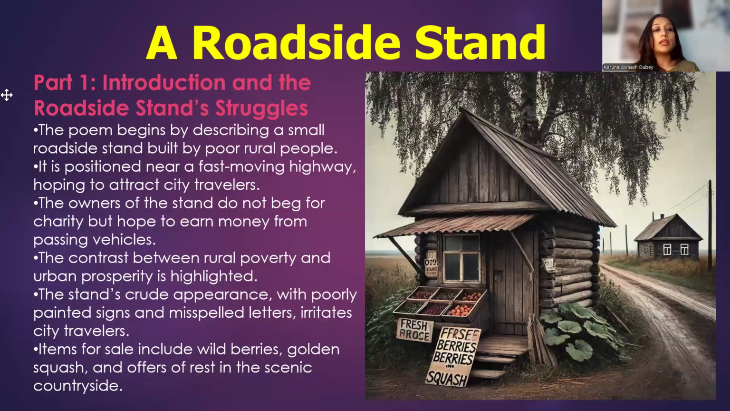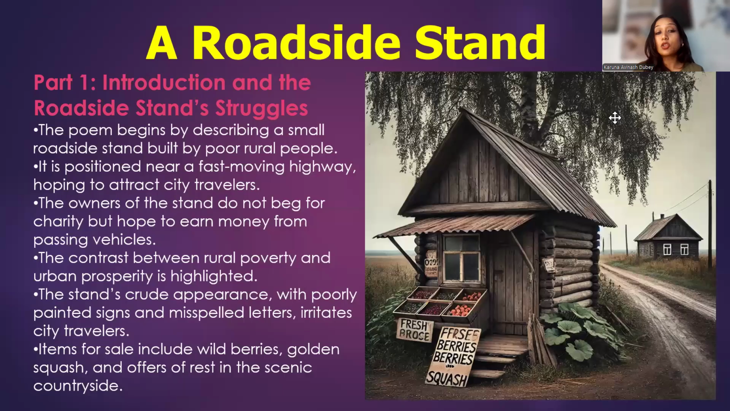Part one, the poem begins. The poem begins by describing a small roadside stand built by poor rural people. It is positioned near a fast moving highway, hoping to attract city travelers. New shed, new old house, new shed to attract city travelers. The owners of the stand do not beg for charity but hope to earn money from the passing vehicles. The contrast between rural people and urban prosperity is highlighted.